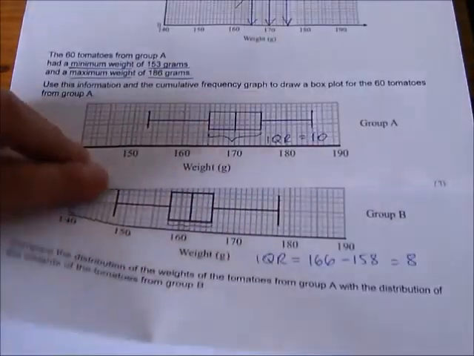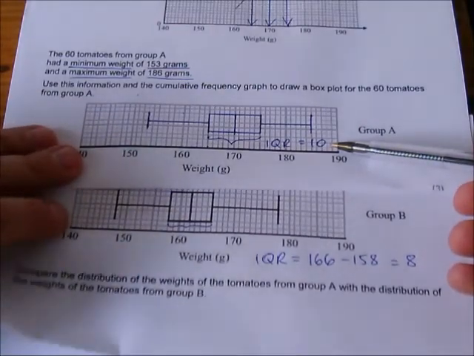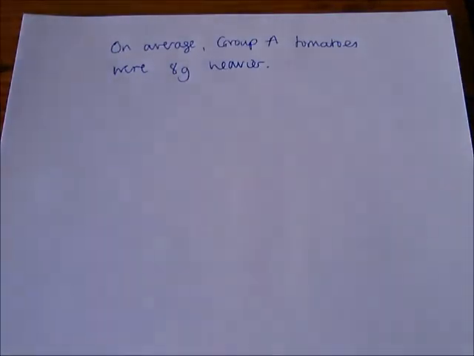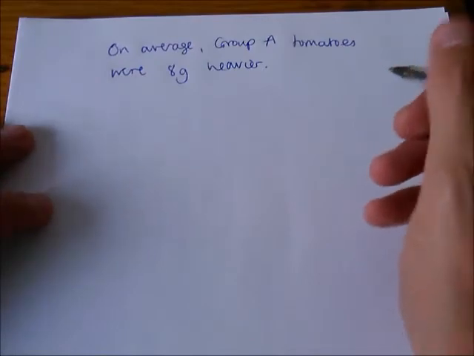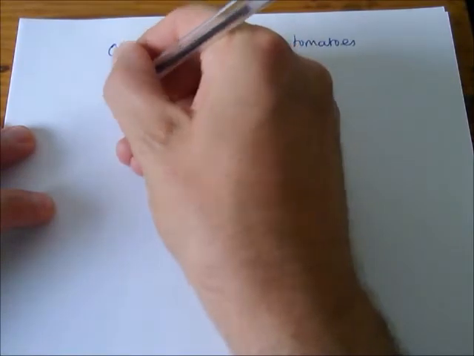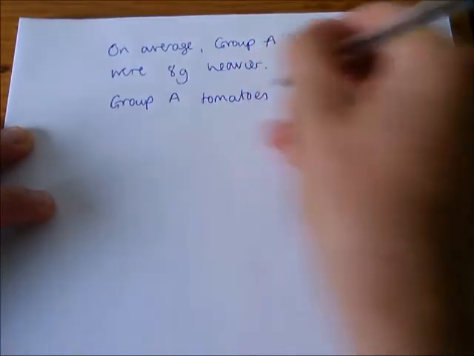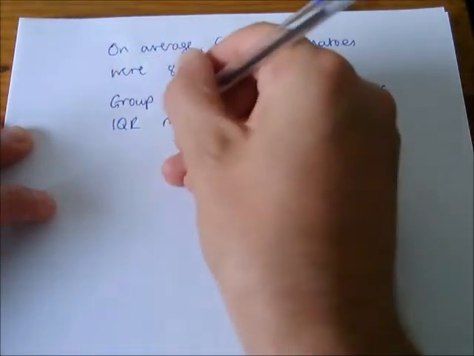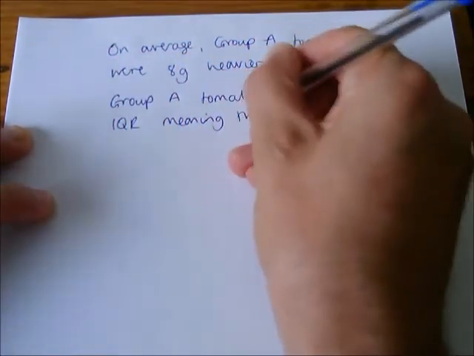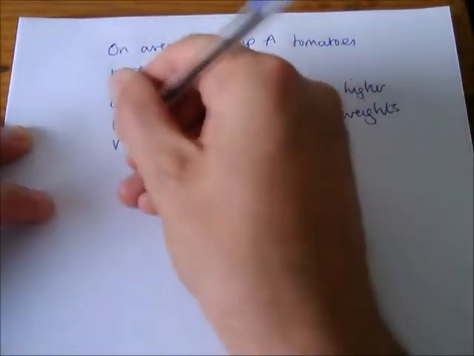So let's write a sentence to describe that. Remember, group A are more spread out. Their weights are more varied because the interquartile range is a larger number. So we already have our first sentence. On average, group A tomatoes were 8 grams heavier. We can also say that group A tomatoes had a higher interquartile range, meaning that their weights varied more.